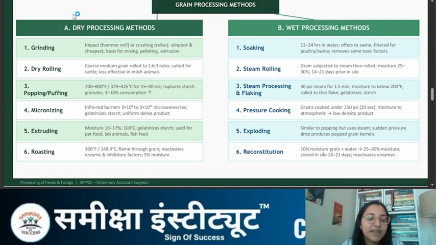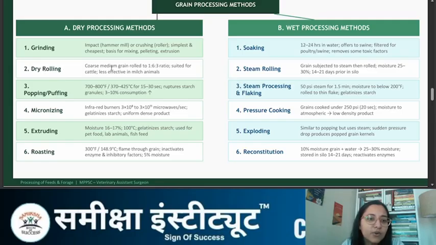In grinding, as we just discussed, impact grinding, hammer mills or roller mills will crush the feed grains. These are the simplest and cheapest methods, the basis for mixing, pelleting and then extrusion. So these are the basic steps. In the first stage we will go for grinding, and later on mixing, pelleting, and extrusion is also another method.